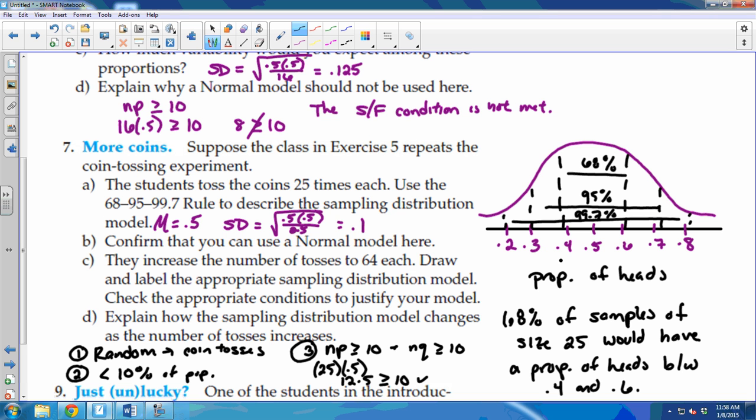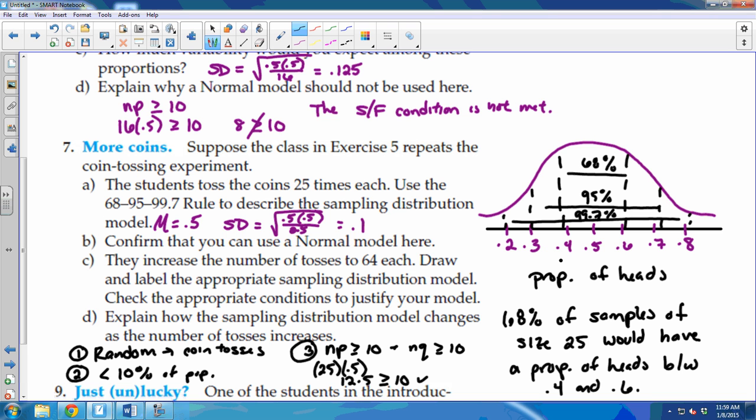On part C, they increased the number of tosses to 64 each. Draw and label the appropriate sampling distribution model and check the appropriate conditions to justify your model. I'm going to go out on a limb and say you guys are good with drawing the model, but let's just talk this through real fast. If we change your sample size to 64, does the mean change? No. Our true proportion is still 0.5, right? Our standard deviation is going to change. Is it going to get smaller or larger?